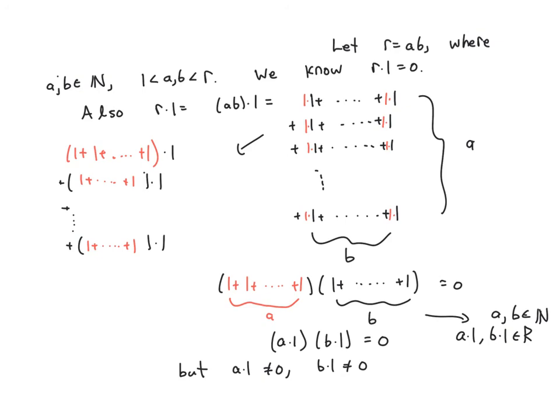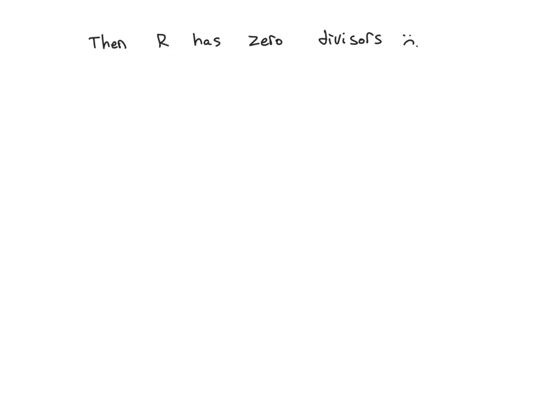Because that would contradict the fact that, remember, we have a unit, and so the characteristic of the ring is the additive order of the unit. If the ring's characteristic is r, the additive order of 1 is also r. So we have two non-zero elements who multiply to give you 0. We've shown that R has zero divisors. Therefore, it's not an integral domain. So if you have an integral domain, the characteristic must be prime.